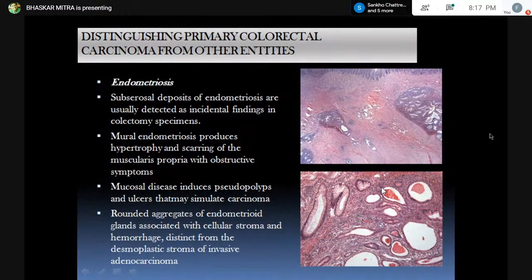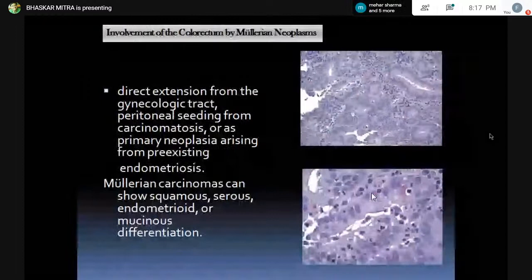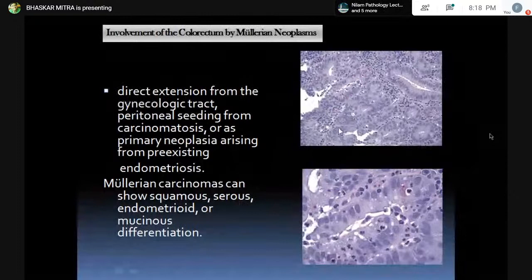Now, involvement of the colorectum by Mullerian neoplasm. Most common is by gynecological tract neoplasms, carcinomas, like direct extension from the gynecological tract, or by peritoneal seeding in the form of carcinomatosis, or as a primary neoplasia arising from pre-existing endometriosis. All these can involve it. Here, if the Mullerian carcinoma shows the typical squamous or serous or mucinous type, it may be easy to differentiate, but otherwise, sometimes it may be very difficult.